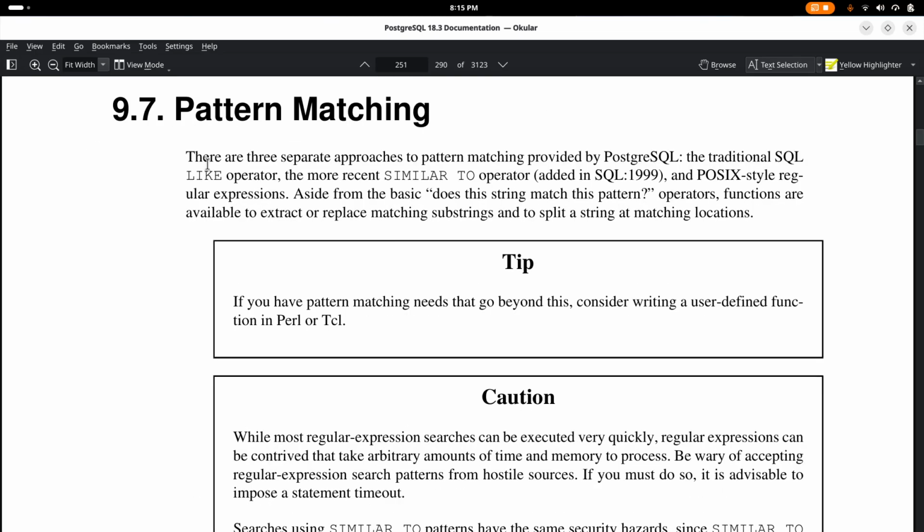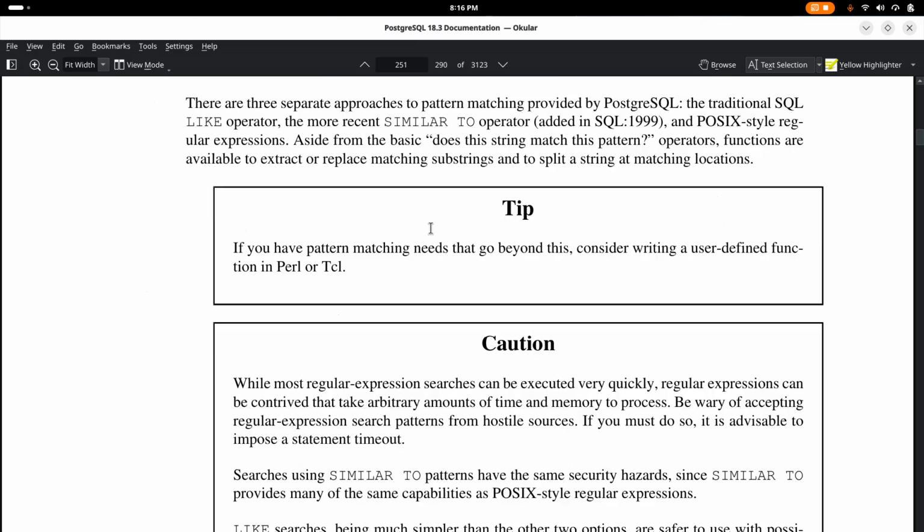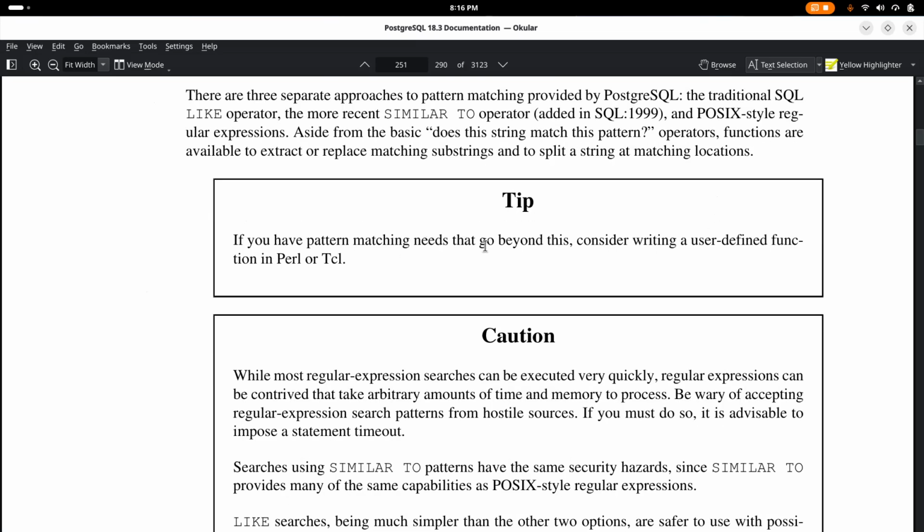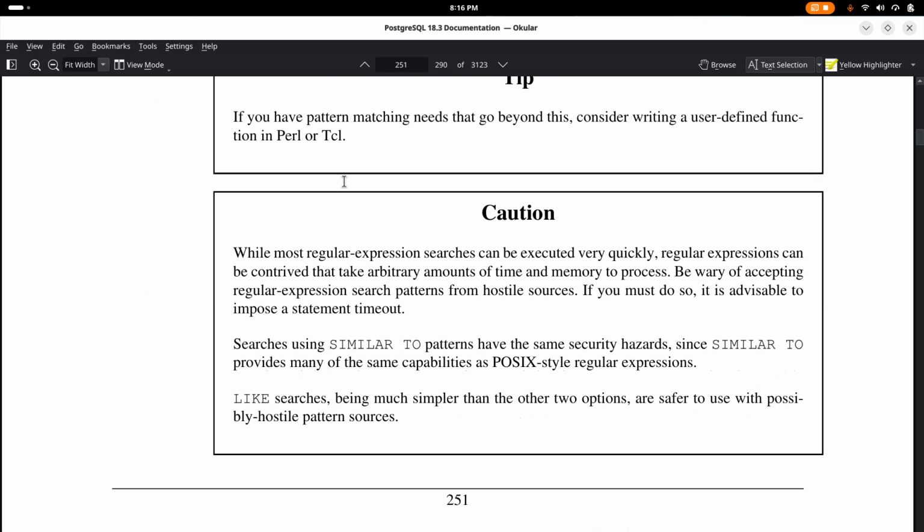So let's start. There are three separate approaches to pattern matching provided by PostgreSQL: the traditional SQL LIKE operator, which you might know, the more recent SIMILAR TO operator added in SQL:1999, and POSIX-style regular expressions. Aside from the basic "does this string match this pattern" operators, functions are available to extract or replace matching substrings and to split a string at matching locations. If you have pattern matching needs that go beyond this, consider writing a user-defined function in Perl or Tcl.